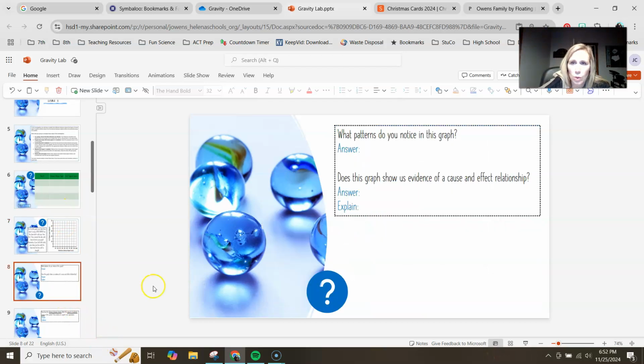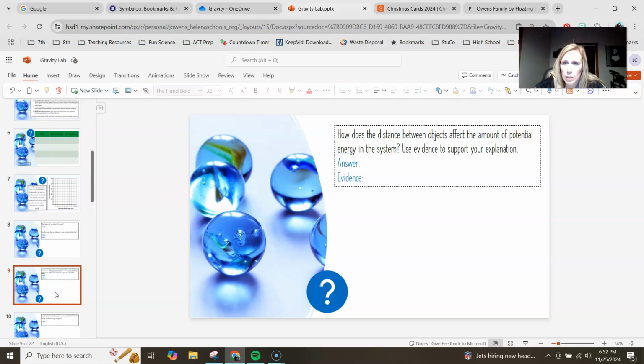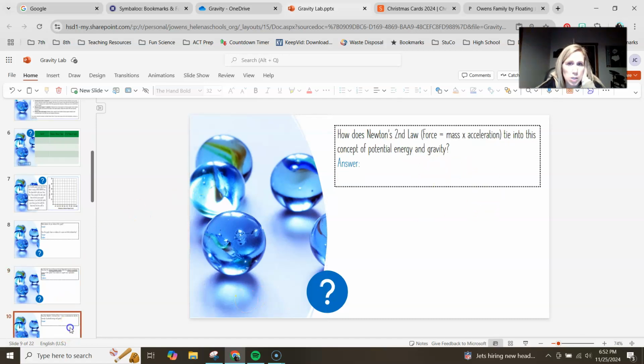What patterns do you notice in this graph? And does this graph show us evidence of a cause and effect relationship? Explain. Okay, does the distance between objects affect the amount of potential energy in the system? So think about just in general what your total energy is in the system and how that relates to potential energy, or stored energy. And then again, use evidence to support your explanation.